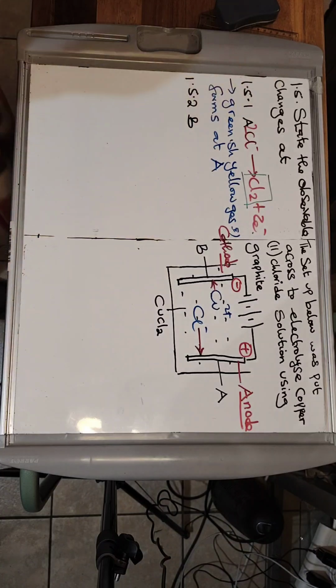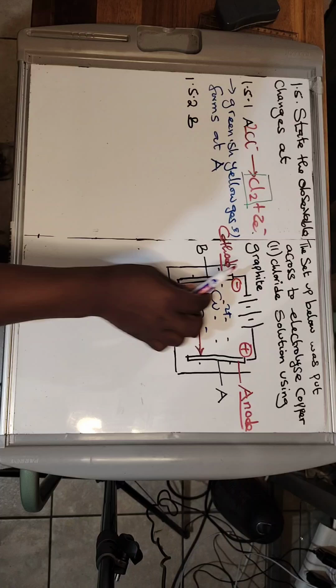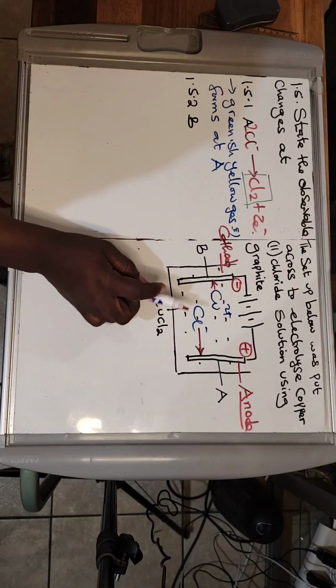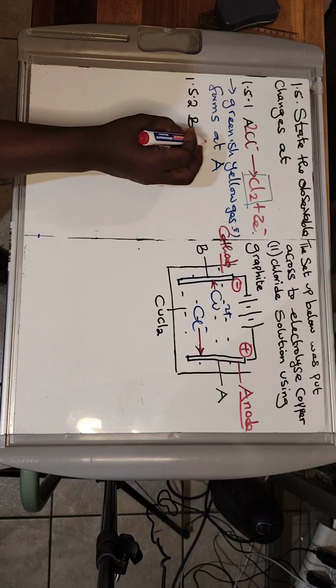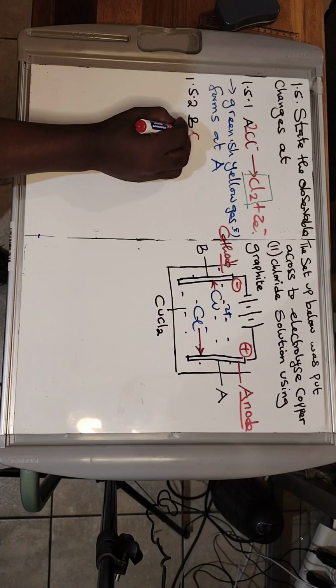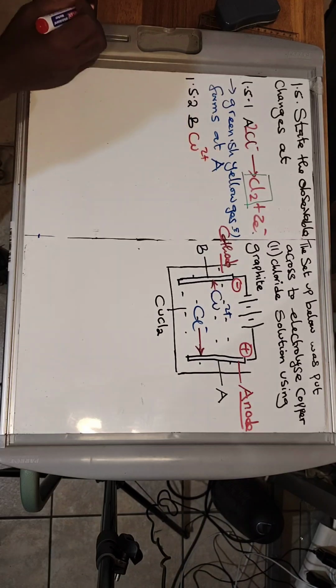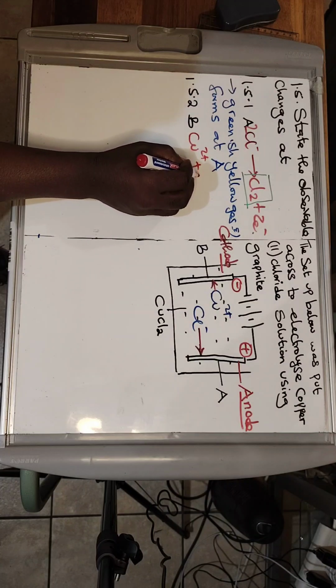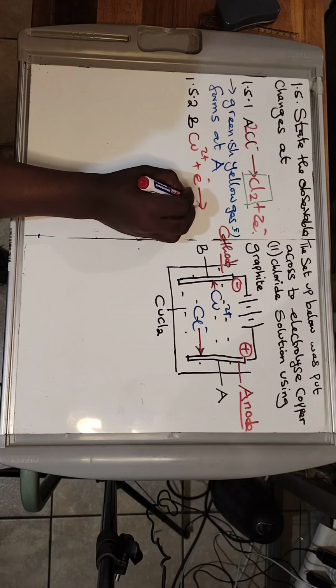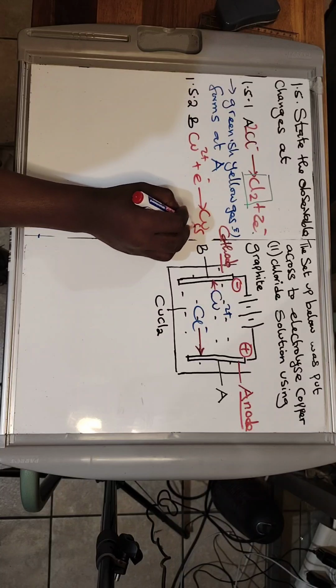So let us come to B. What do we observe at B? It also comes from the equation. This is what we see. The equation says we are having copper ions being reduced to copper solid.